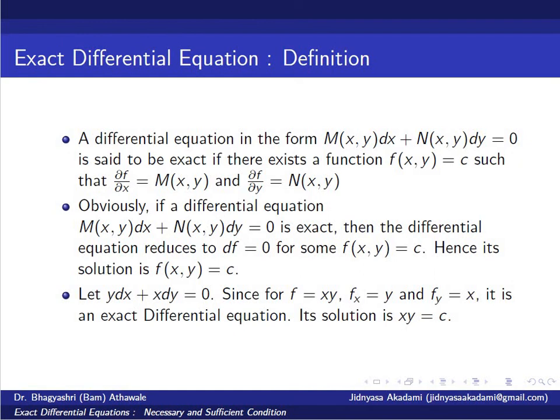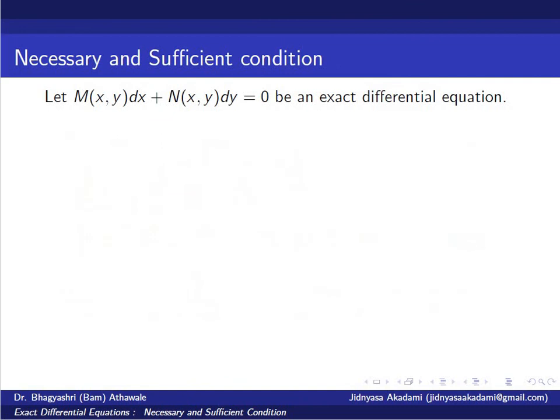But it is very hard to determine whether such a function exists or not. It is an unknown function and our definition depends on the existence of an unknown function. So we want to find some condition which depends on these two functions M and N so that we can verify whether it is exact or not. Okay, so for determining that, let us start with our given differential equation being an exact differential equation.